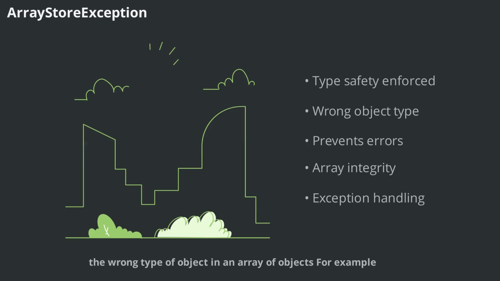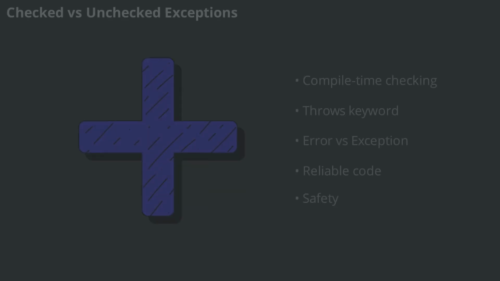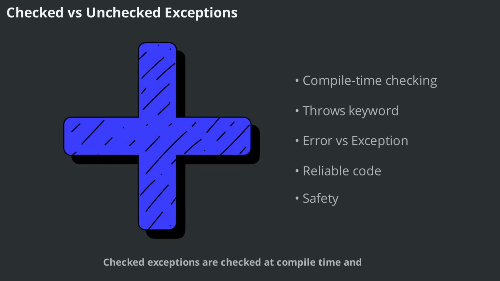For example, if you try to store an integer in a double array, Java will throw this exception. This helps maintain type safety and prevents unexpected behavior in your programs. Checked exceptions are checked at compile time and must be handled or declared using the throws keyword. Examples include IOException and InterruptedException.